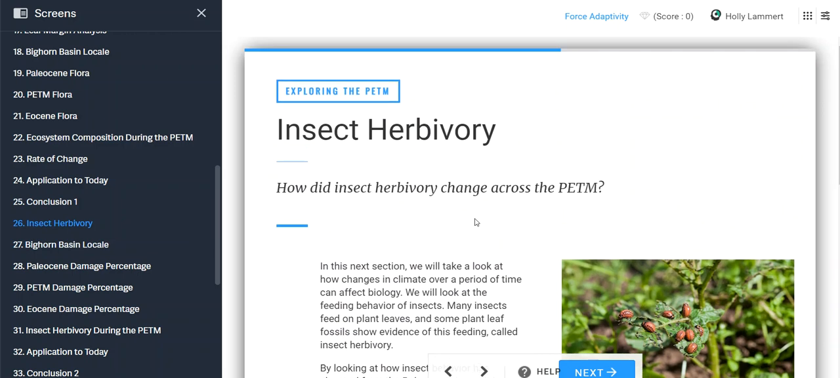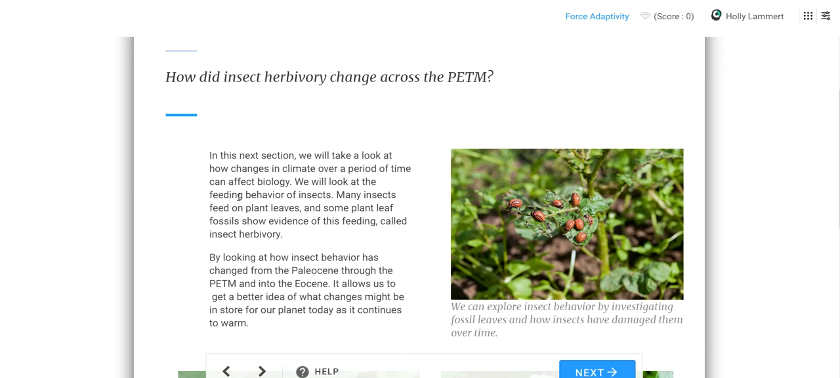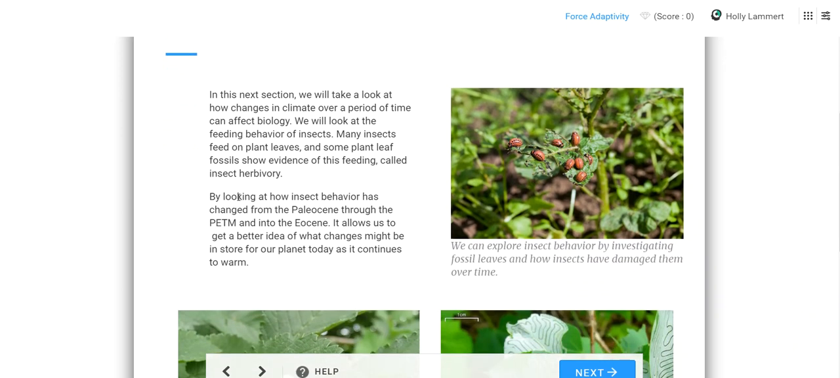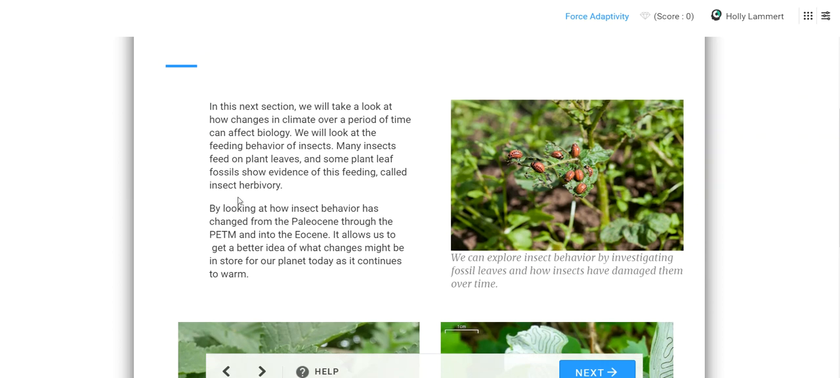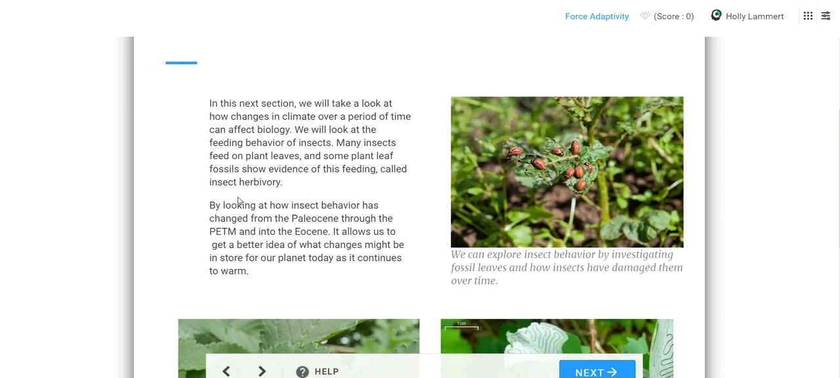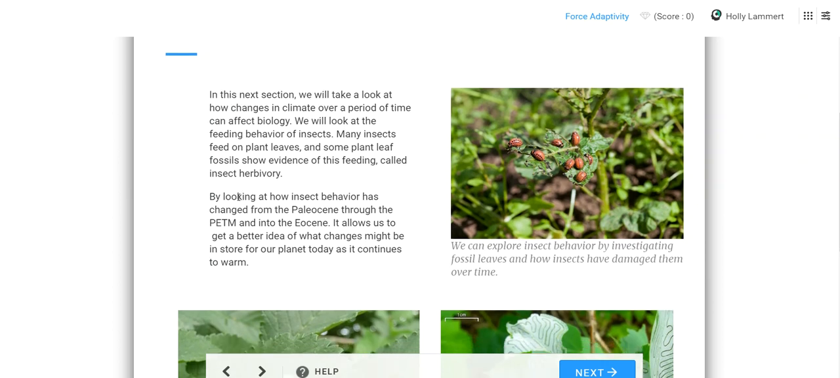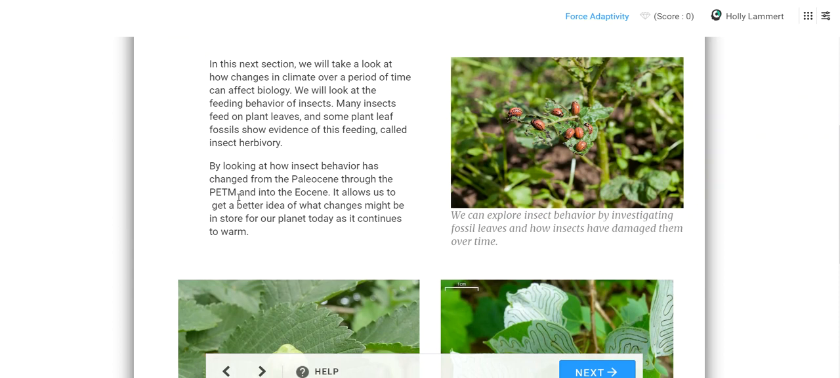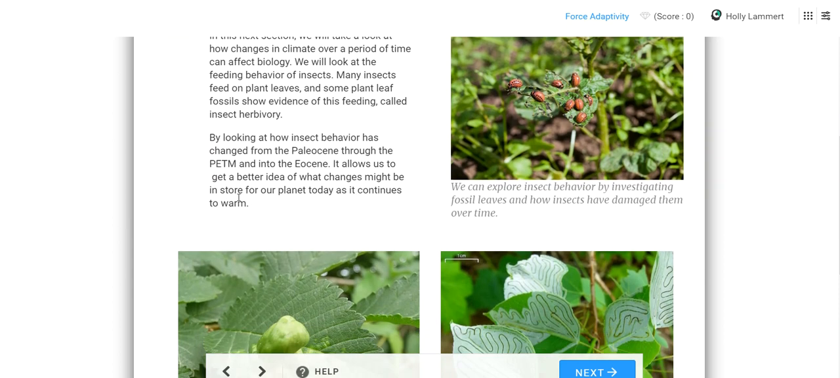All right, so let's explore insect herbivory. How does insect herbivory change? So that's basically insects eating herbs, plants. In this section, we will look at how changes in climate over a period of time can affect biology. We will look at the feeding behavior of insects. Many insects feed on plant leaves, and some plant leaf fossils show evidence of this feeding, called insect herbivory. I'm going to write that word down because I've never heard that word before, maybe. Well, I have, but maybe you have not.